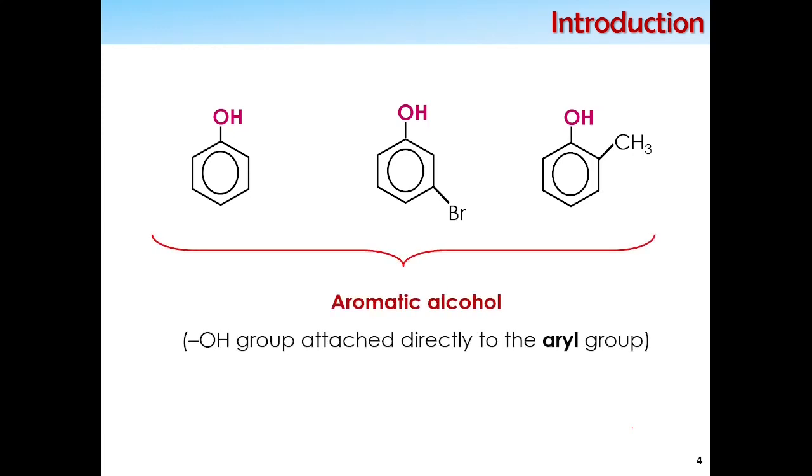So aromatic or aliphatic? This is aromatic. Why is it aromatic? Because the OH group here is attached directly to the benzene ring, and this OH is attached directly to the benzene ring. So this one is aromatic alcohol.